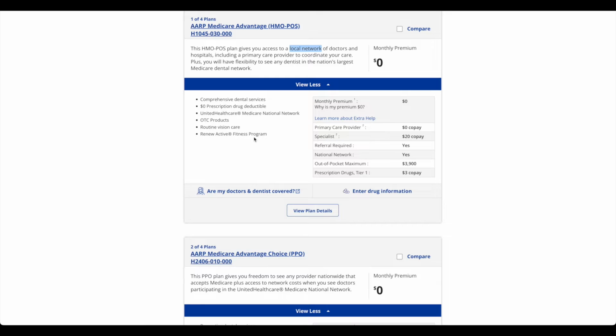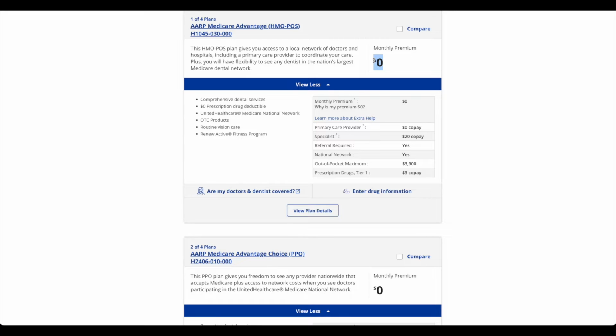When it comes to HMOs versus PPOs, general rule of thumb is that HMOs will be less expensive but more restricted. PPOs will be more expensive, less restricted. We can see here the premium is $0, so where exactly does it get more expensive is going to be in the coverage that we have provided. The monthly premium is $0, so it's kind of hard to get any cheaper than that, but what is going to be more cost effective is the coverage that's offered in the plan.